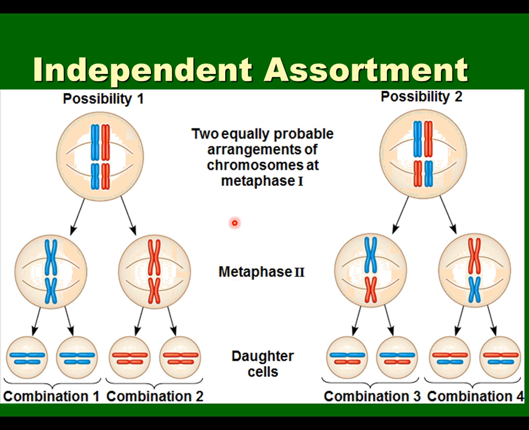Okay. Now, here's the idea of independent assortment, possibility 1 and possibility 2. This is what we're talking about. As the tetrad is put together here, these 2 tetrads can be lined up in 2 totally different ways. Right? So you can notice here the second tetrad over here is red-blue. Over here is blue-red. Now, in this case, these 2 different possibilities happen in metaphase.